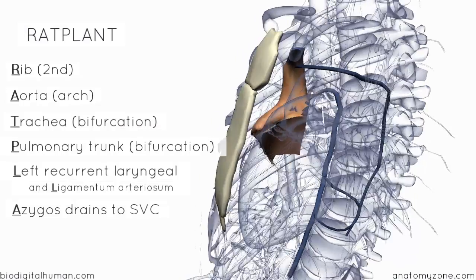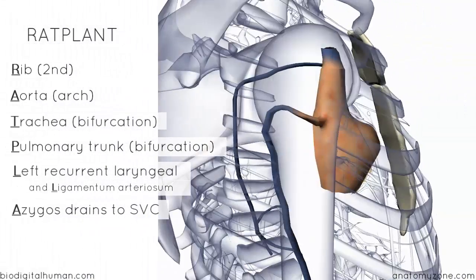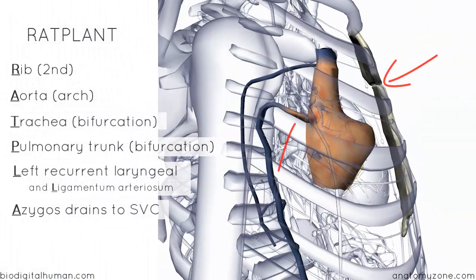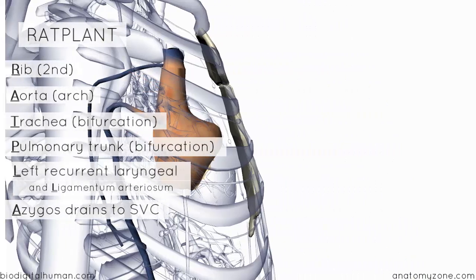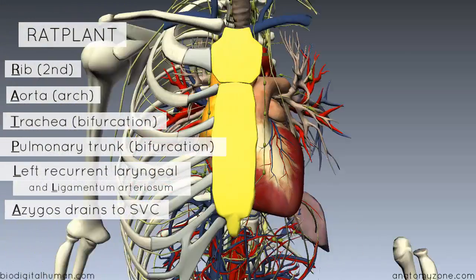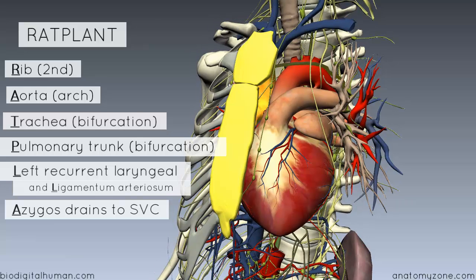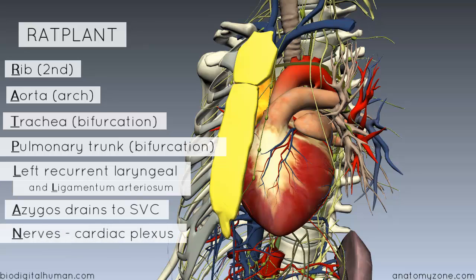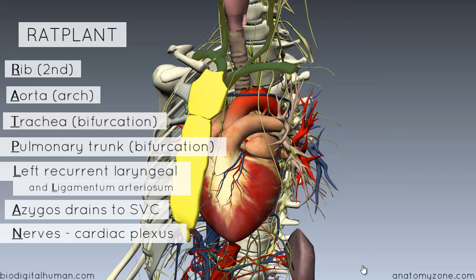So if I just rotate the model around, you can see the sternal angle here, and you've got the azygos vein draining into the SVC at roughly this T4, T5 sternal angle level. So the N is just to make this mnemonic work a bit better, so it refers to nerves. So you've got the cardiac plexus, which lies around the sternal angle level. So finally, the last letter T refers to the thoracic duct emptying into the left subclavian vein.